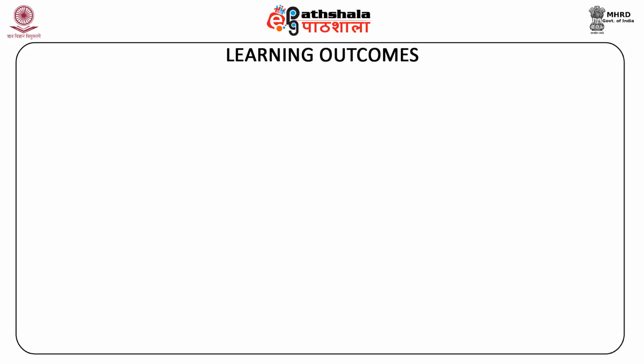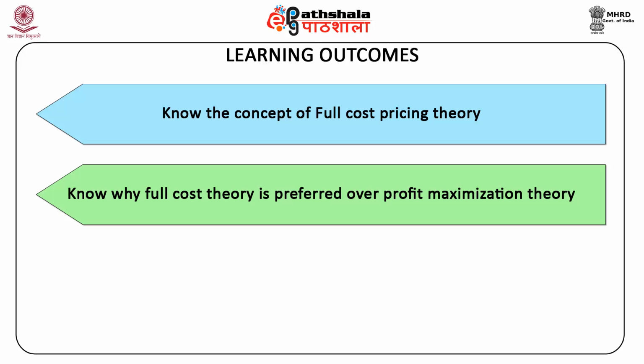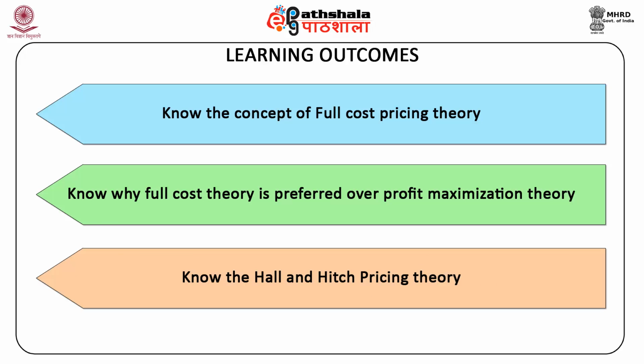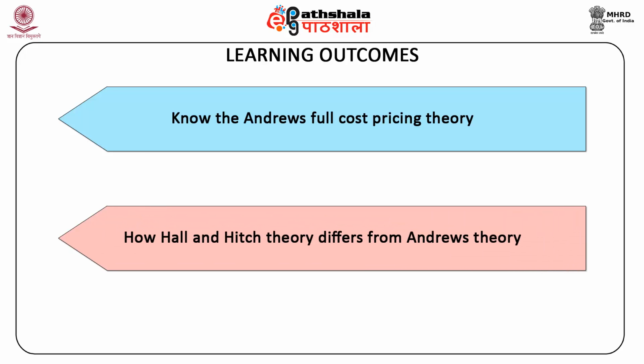After studying this module, you shall be able to know the concept of full cost pricing theory, know why full cost theory is preferred over profit maximization theory, know the Hall and Hitch pricing theory, know the Andrews full cost pricing theory, and how Hall and Hitch theory is different from Andrews theory of pricing.